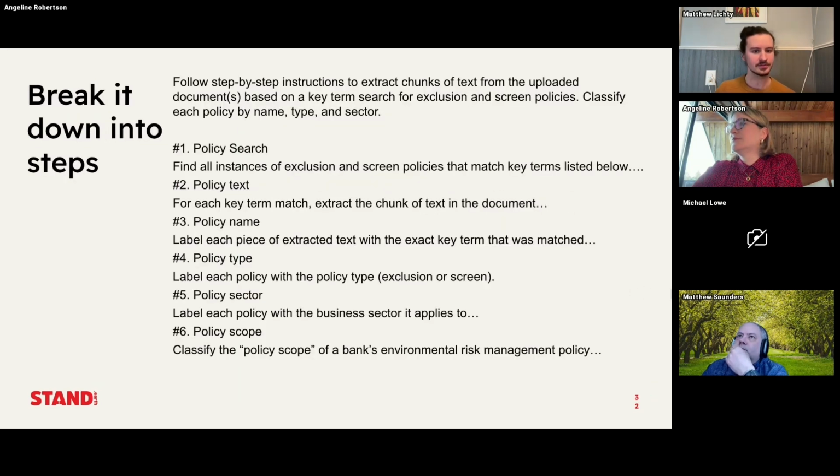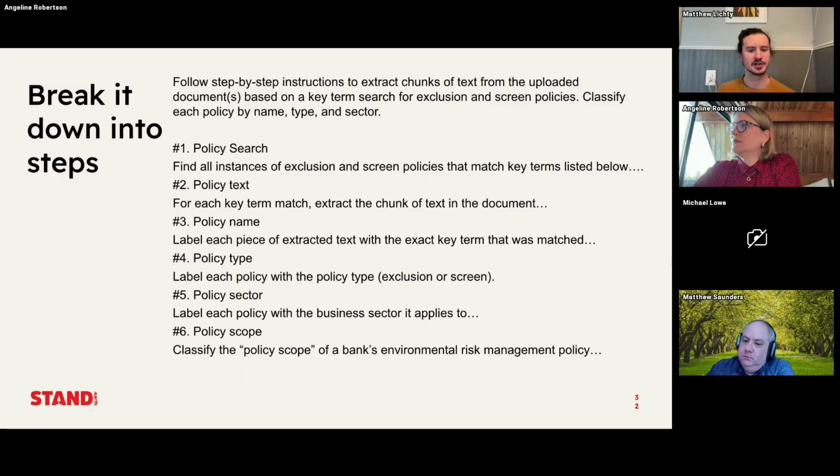Next, it's important to break up complex tasks into smaller tasks. Often this is intuitive if you document how you would do this research without an LLM, or how you would explain it to someone who may have no background on the subject. In our bank policy prompt, we ask the LLM for each of our 46 key terms to find relevant exclusion and screen policies. When it finds one, we ask it to then extract the chunk of text, label the text and the key term, and make 3 classifications for policy type, sector, and scope, which is what this slide shows in the abridged steps 1 through 6.